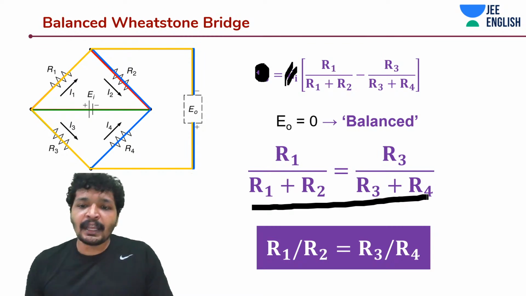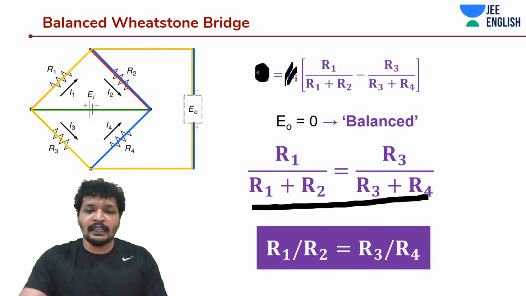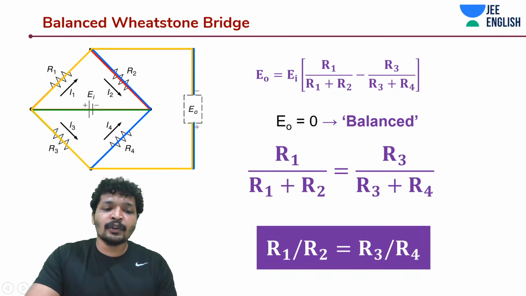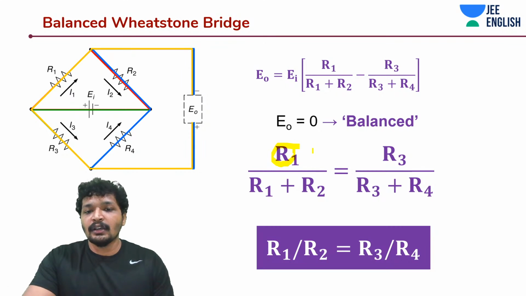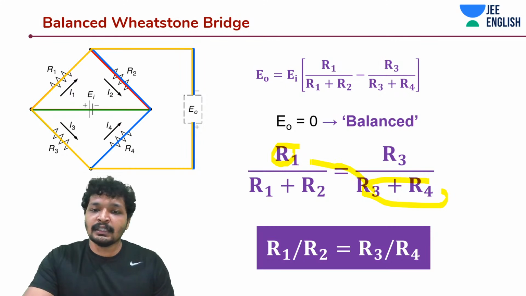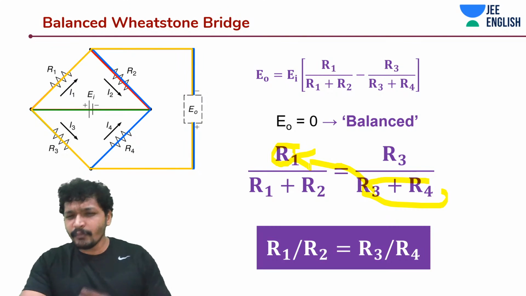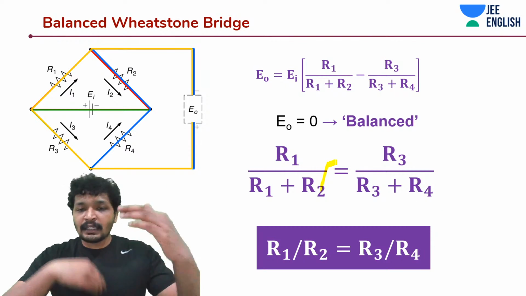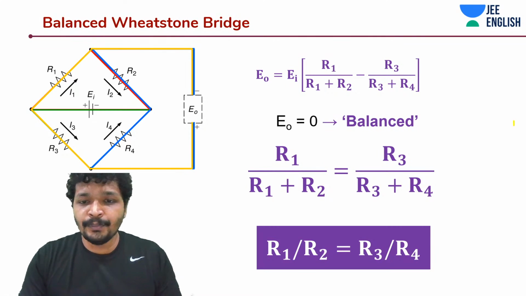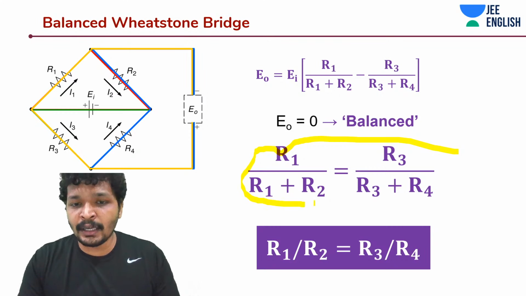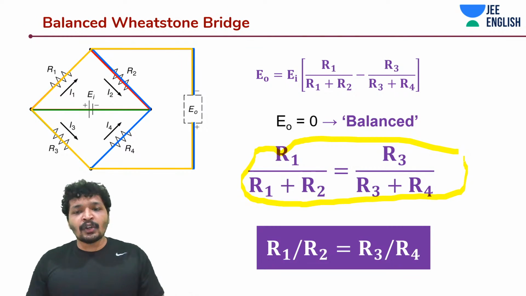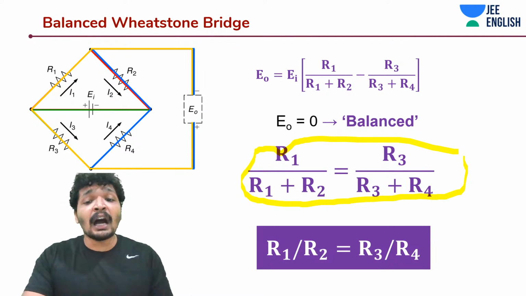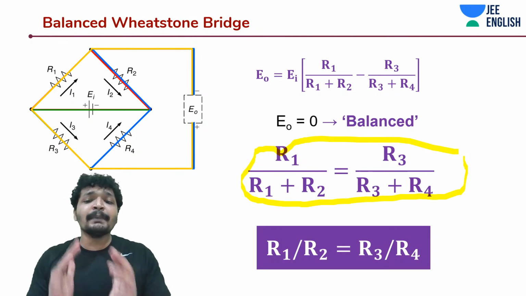Can I say this? If you take this equation on the other side, you will solve it to get the same usual thing that you used to look at in your books. Or else, the simpler way of doing it is, you can just take the inverse. So if R1 by R1 plus R2 is equal to R3 by R3 plus R4, can I say R1 plus R2 by R1 is equal to R3 plus R4 by R3?